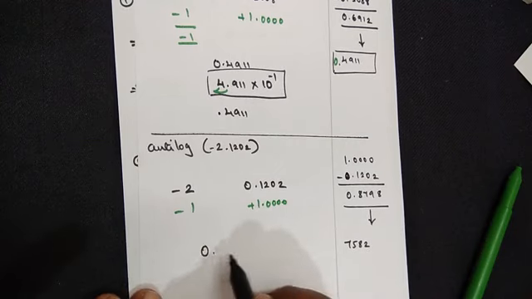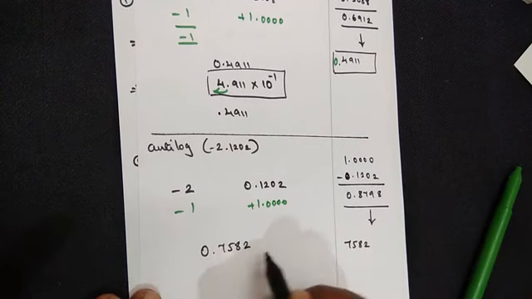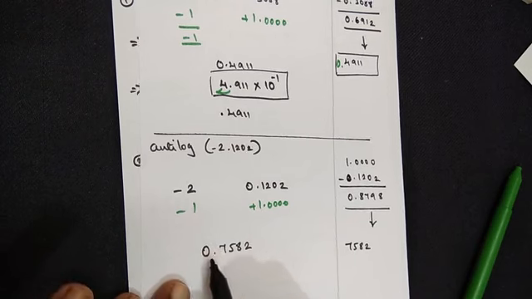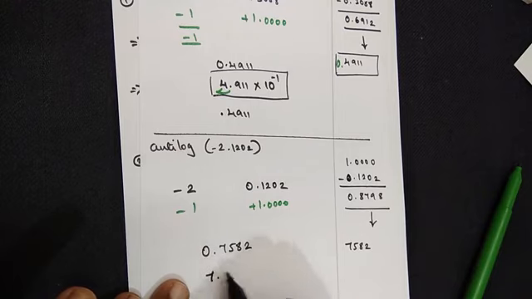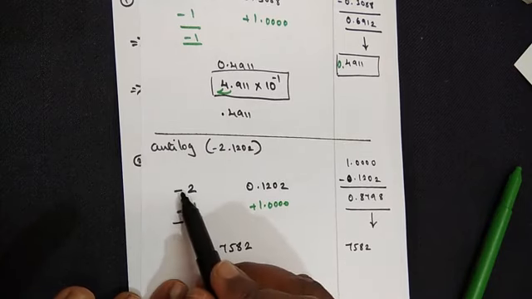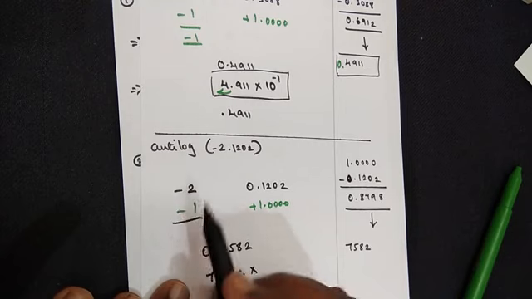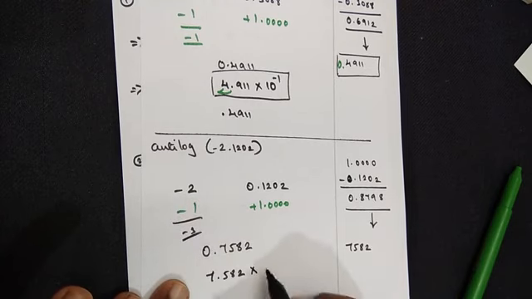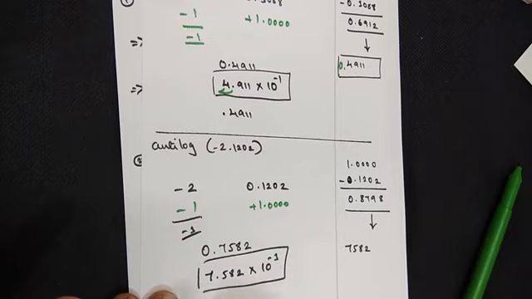So write down 0.7582. Now one more clue of what you can do here. Since 0 is given, move one place towards your right. So you can write it as 7.582 into 10 to the power. Already you had a minus 2. You are adding one more minus number. It becomes minus 3. 10 to the power minus 3. So this is your answer.